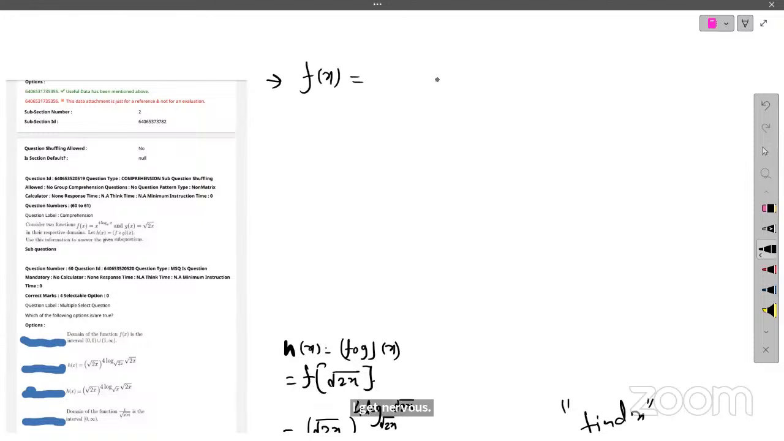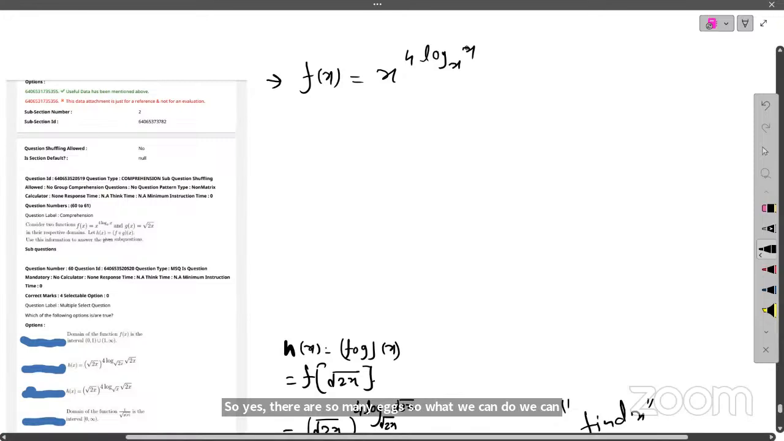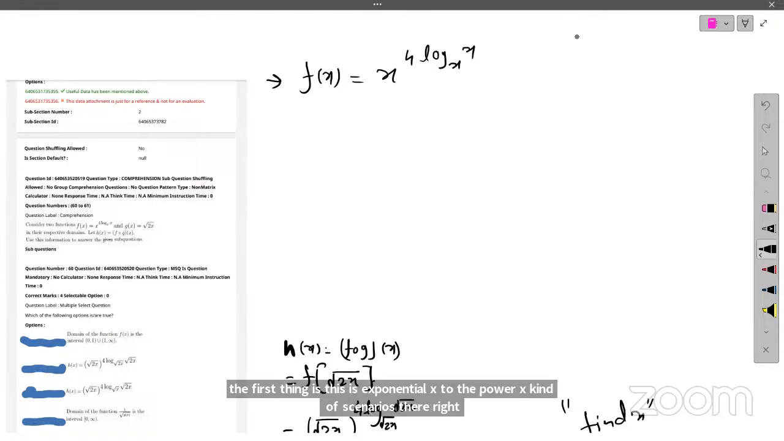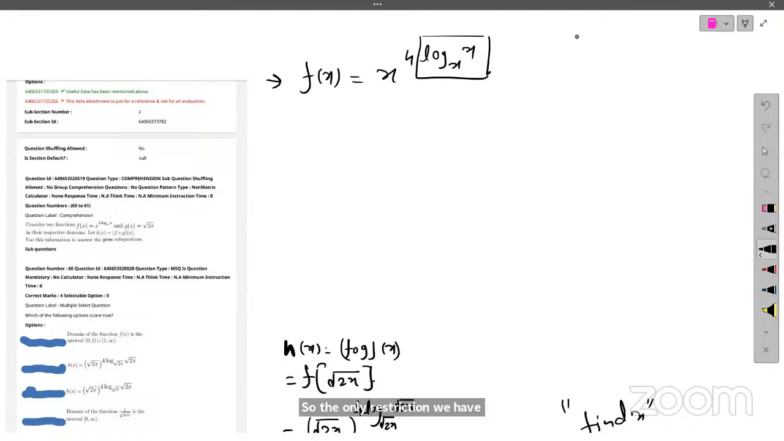So see, f(x) is what? x to the power 4 times log base x of x to the power 2x here, right? So here there are so many x. What we want to find out are all those values of x for which this quantity is well defined, right? This is an exponential x to the power x kind of scenario, and an exponential function will be defined for all values. So the only thing which is undefined here is log base x and this x.